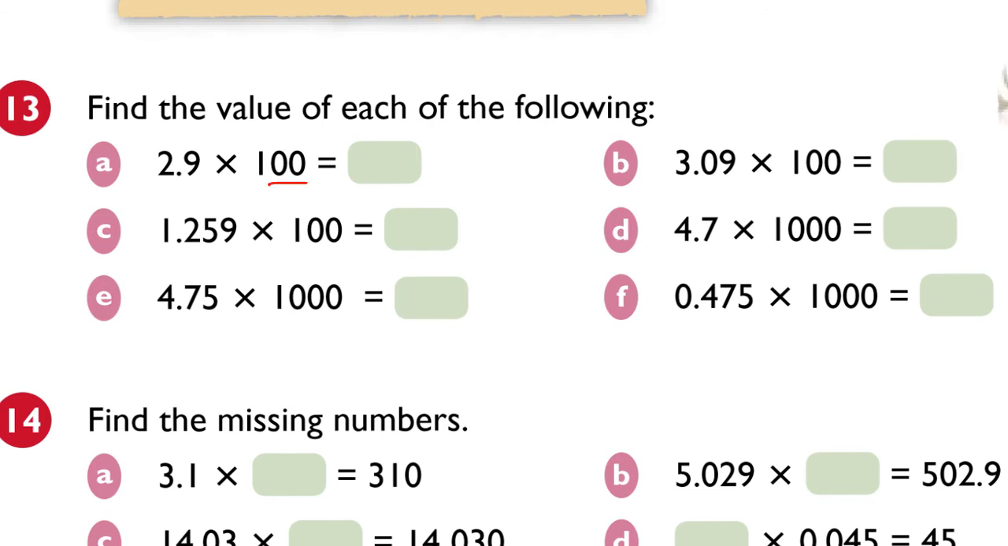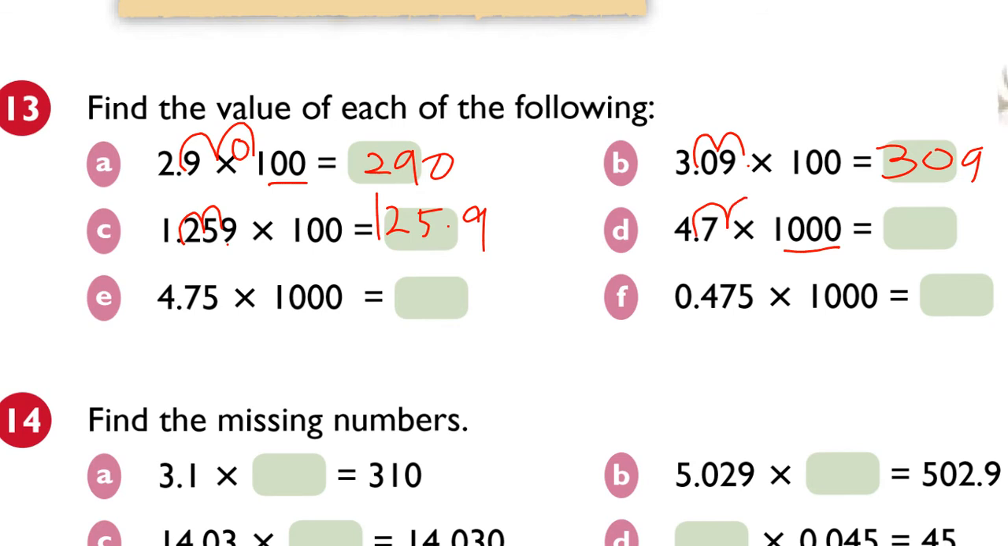How many places must you move? Two places. 1, 2. So what do you put here? 0. The answer is 290. Here, how many places do you move? 1, 2. The answer is 309. How many places do you move? 1, 2. You have 125.9. How many places do you move here? 3. 1, 2, 3. There's nothing here, so you need to put a 0.